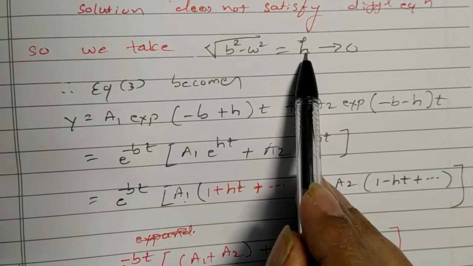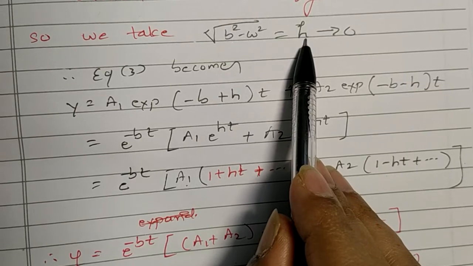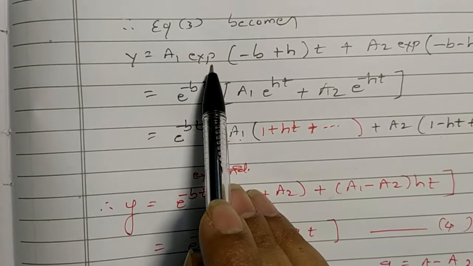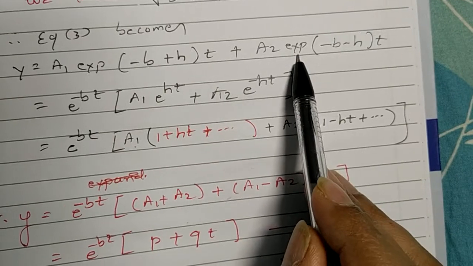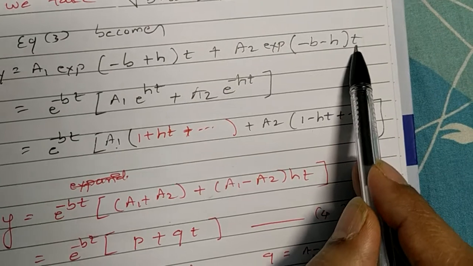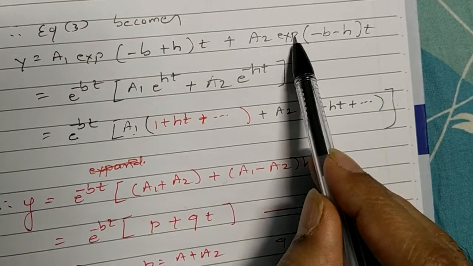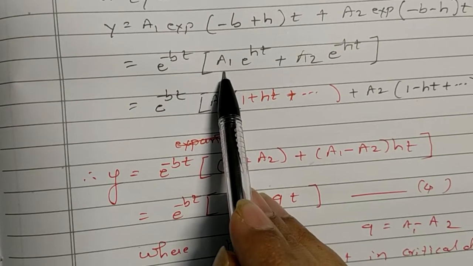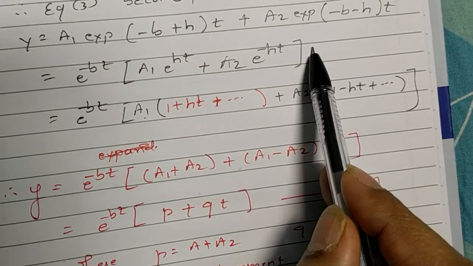I will take it as h. So substitute h for the square root of b square minus omega square in equation number 3. Okay, it is simple now. Equation 3 becomes y is equal to a1 exponential minus b h t plus a2 exponential minus b, again with h, into t. As usual, e to the power of minus bt is common, so I take it outside: a1 e to the power of ht, plus a2 e to the power of minus ht.